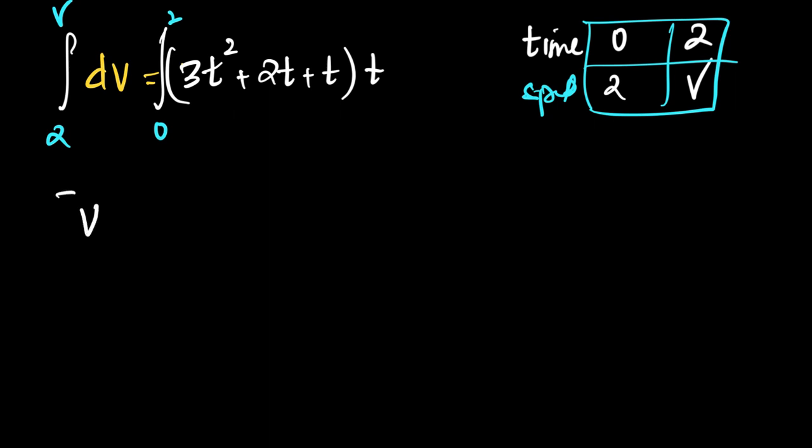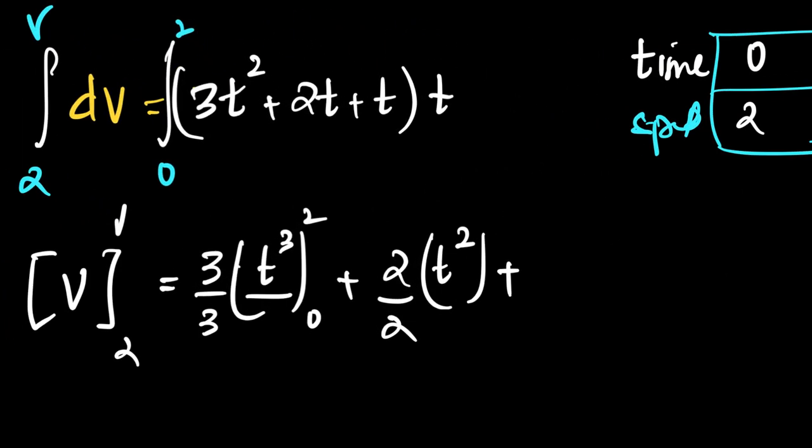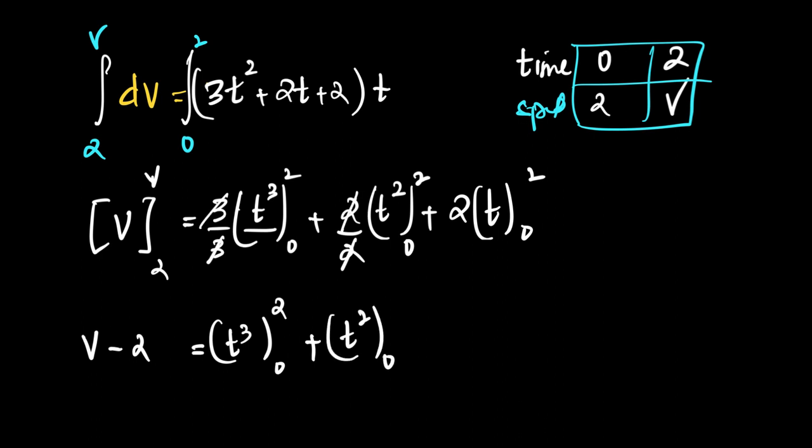Now, what is integral dv? Integral dv is v. So, v varying from 2 to v is equal to 3 into integral of t², which is t³/3. I'll write it separately, where t³ varies from 0 to 2, plus 2 into integral of t, which is t²/2. I'll write it separately, so we have t², and integral of 2. Did we make a mistake here? Oh yes, this is not t, this is basically 2. So now this will be 2 into t varying from 0 to 2. Now, v varying from 2 to v is basically v minus 2. So v minus 2 is equal to 3 and the 3 will cancel off. What do we get? t³ varying from 0 to 2, plus 2 and the 2 will cancel, so t² varying from 0 to 2, plus 2 into t varying from 0 to 2.